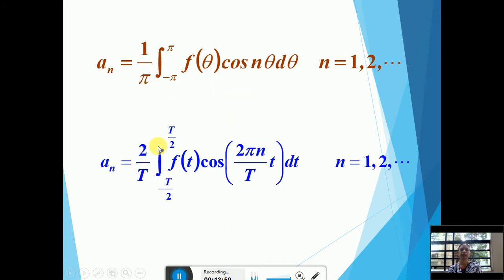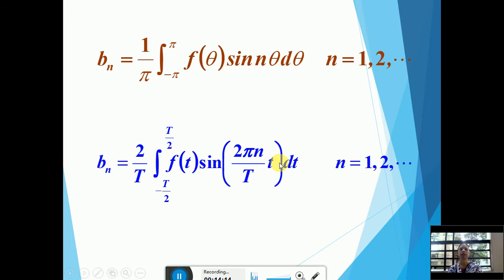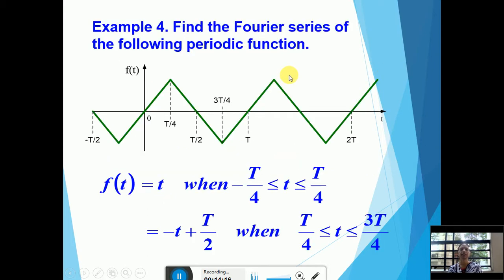For An, again, pi is T by 2. 2 pi is T, so pi will be T by 2. And theta is replaced with t. This is 2 pi n t by T. So this is with respect to angle, and this is with respect to time. Bn is given by this.